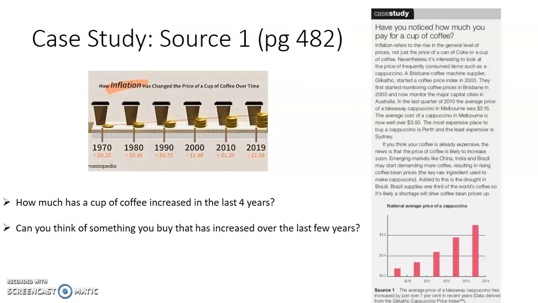Okay. Now again, can you think of something you buy that has increased over the last few years? Think of some examples. One very good example is hand sanitizer. Okay, what else can you think of?